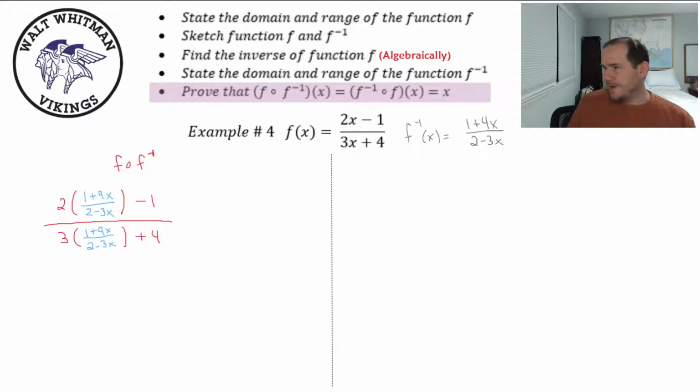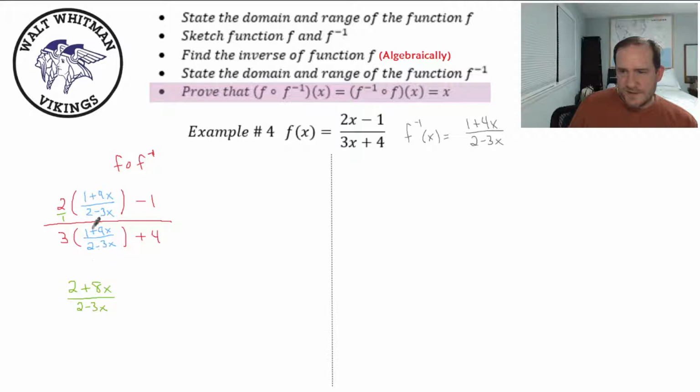Okay, so to simplify, this 2 may as well be a 2 over 1. We distribute it into the numerator only, and we get 2 plus 8x. And that thing is all over 2 minus 3x.